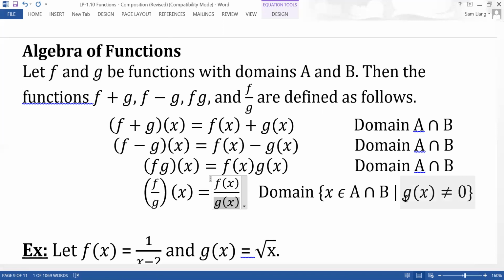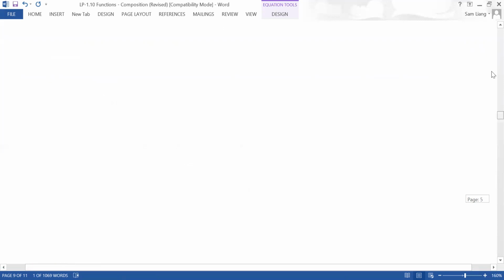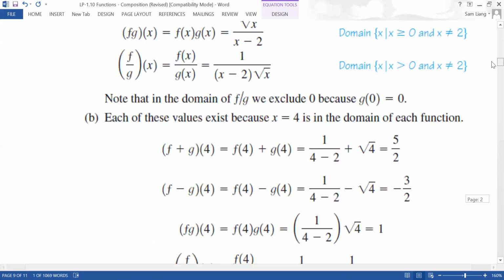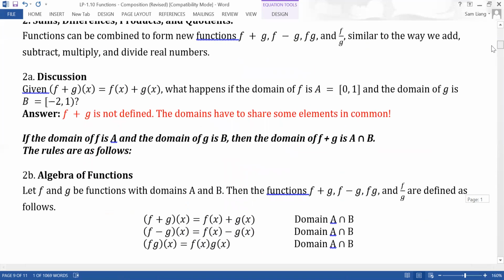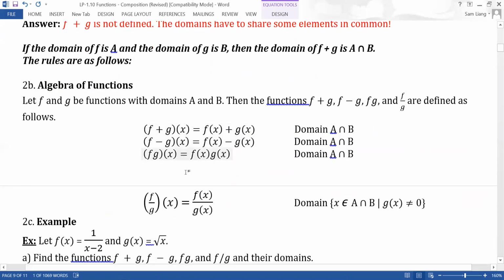But if you need to copy this down, please pause the video here. Otherwise, I'll be getting back to the lesson. All right, so let me go back to this part. Okay, so this is where we left off right here, the notes.